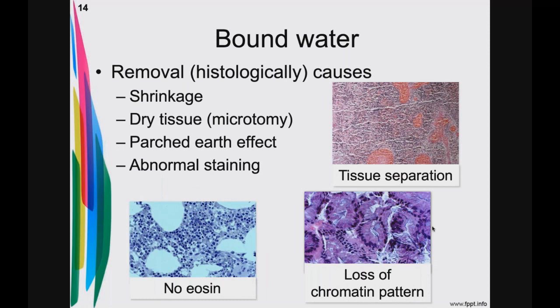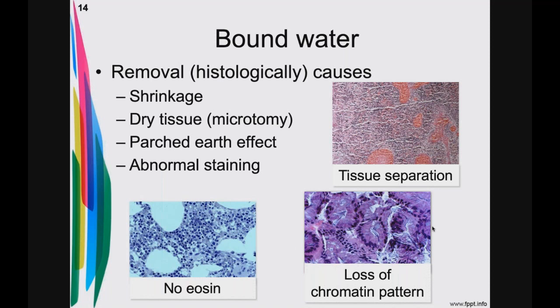The way we see the removal of bound water histologically is underneath the microscope. We all know what it's like when the tissue's been overprocessed. What's happening during overprocessing is we have removed the bound water. Most of the bound water is removed by alcohols; we have plenty of alcohols in our tissue processor. But after it leaves that final 100% alcohol, it goes into xylene. And if you're in that xylene too long, that xylene will start ripping out some of that bound water too, and the tissue becomes dry and brittle. We see that underneath the microscope in terms of the parched earth effect. The picture on the top right shows cracking.